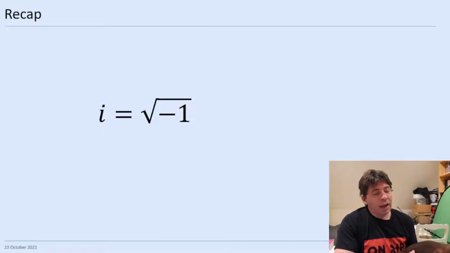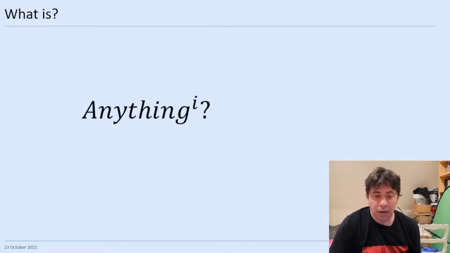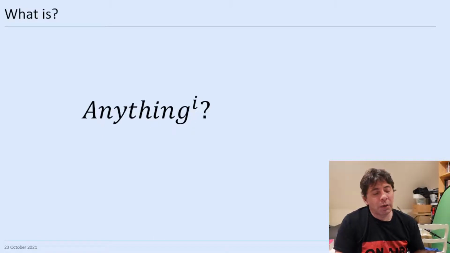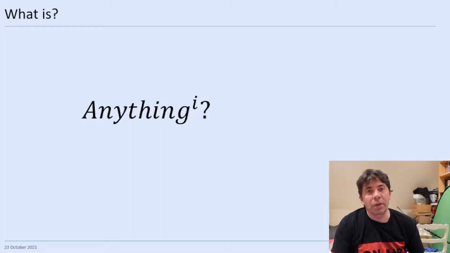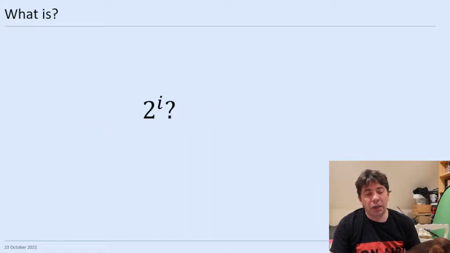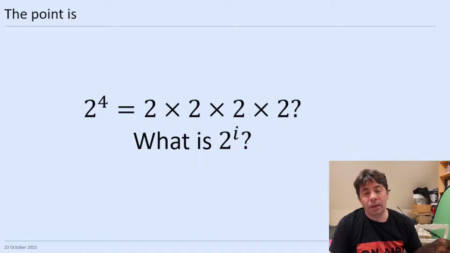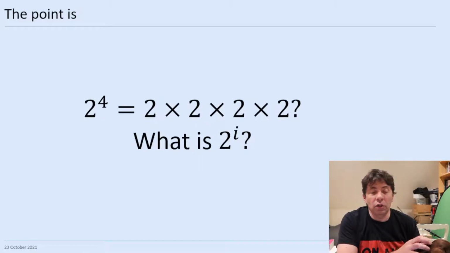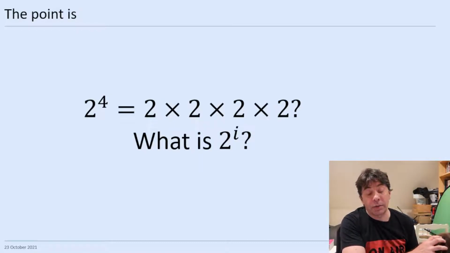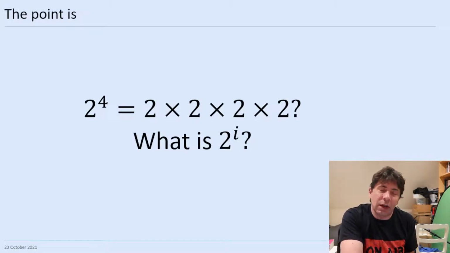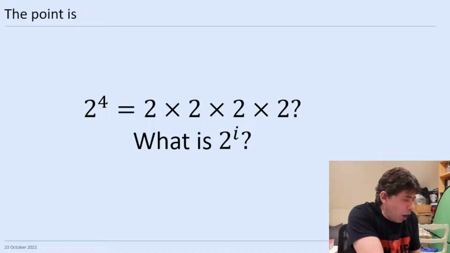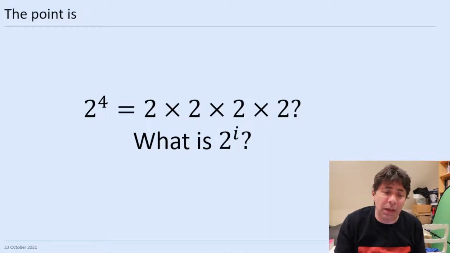So, i is the square root of minus 1. Now, the first question is, what does it mean to raise something to the power i? How does that make sense? Because, for instance, what's 2 to the power i? 2 to the 4 is 2 times 2 times 2 times 2. That makes sense. Or 2 to the 5 is 2 times 2 times 2 times 2 times 2. But what is 2 to the i? What could that possibly mean?